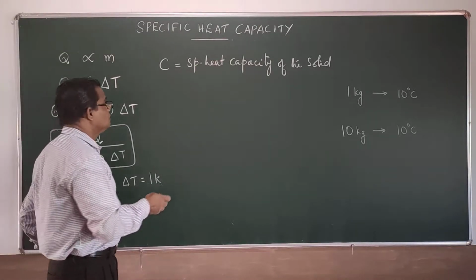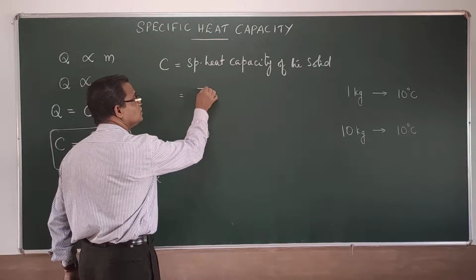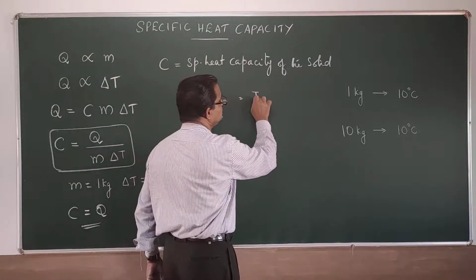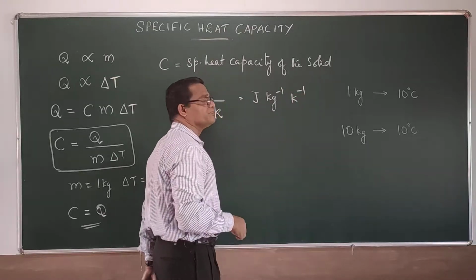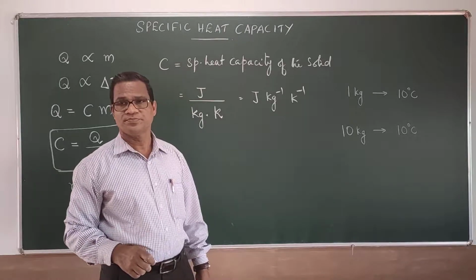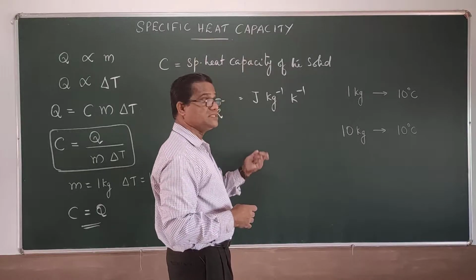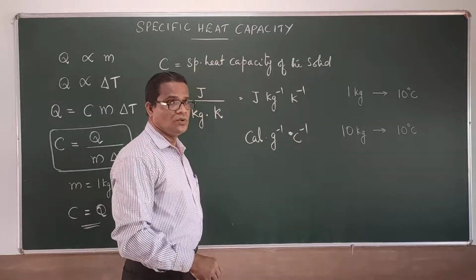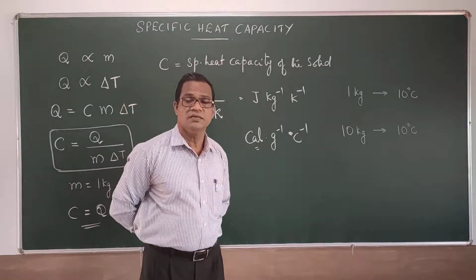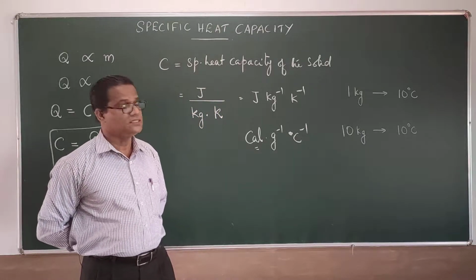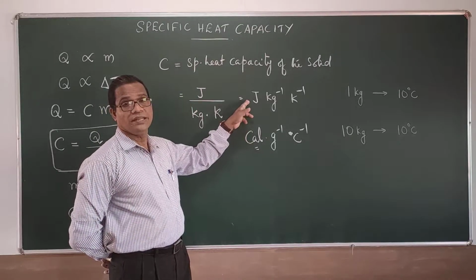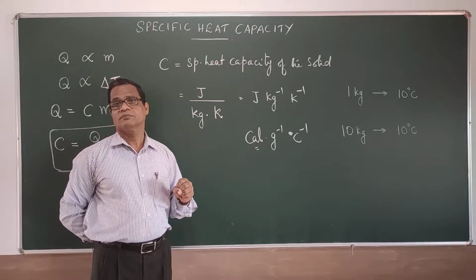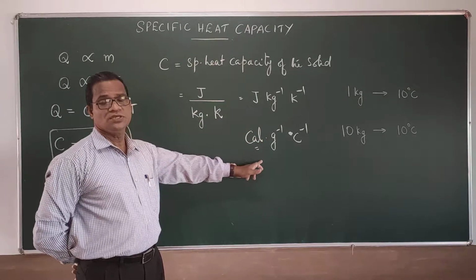Okay? So the unit of specific heat will be the unit of energy divided by unit of mass into unit of temperature. That means joule per kilogram per Kelvin is the unit of specific heat capacity of the substance. Now the same you can represent in the CGS system, that is calorie per gram per degree Celsius. So in the CGS unit, the heat energy is taken as calorie, and we have seen calorie in the previous discussion, and you know how to relate calorie and joules using Joule's mechanical equivalent of heat. Okay, so SI unit and CGS unit.